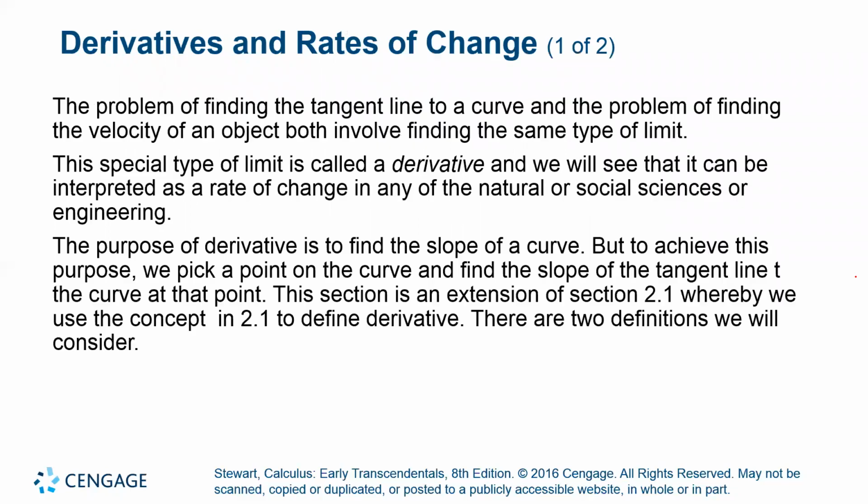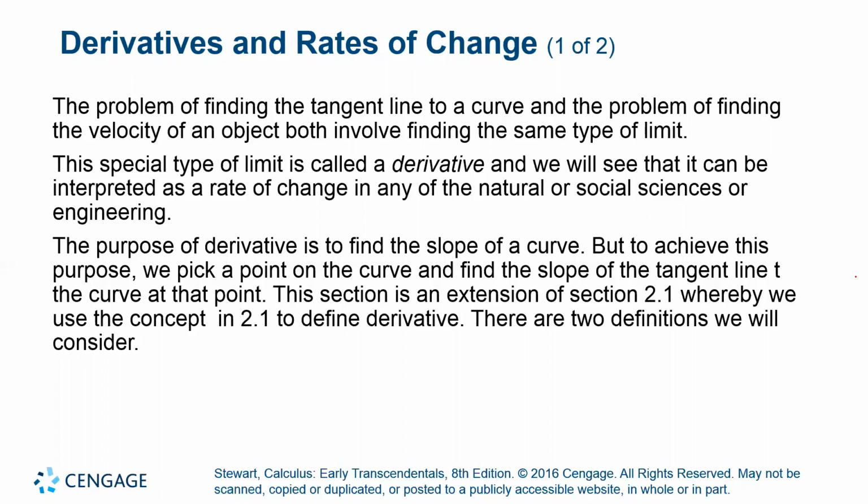Okay. So as we know from section 2.1, we had the tangent problem and the velocity problem. In both cases, they involved finding a limit. And this type of limit, if you remember, we said is called a derivative. We see that it can be interpreted as a rate of change in any of the natural or social sciences or engineering.